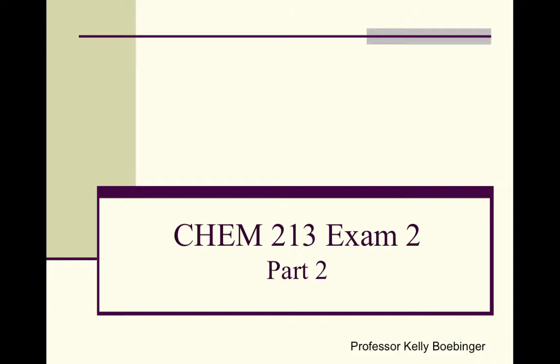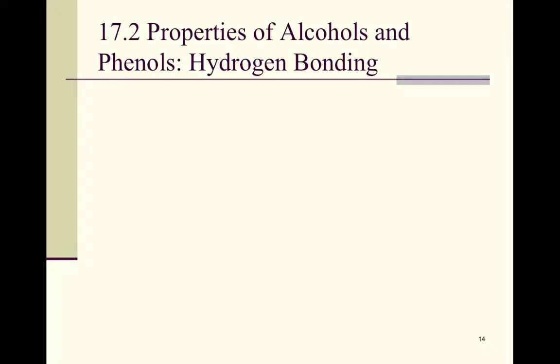Organic Chemistry, Chem 213, Exam 2 Material, Part 2. Properties of alcohols, phenols, and hydrogen bonding. Properties of alcohols and phenols, and we're going to start off talking about hydrogen bonding.